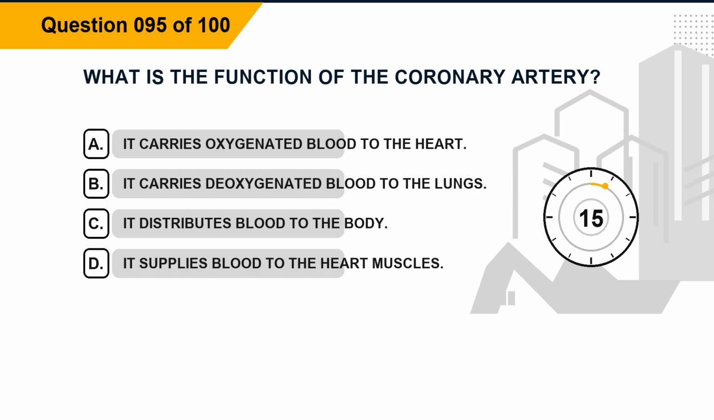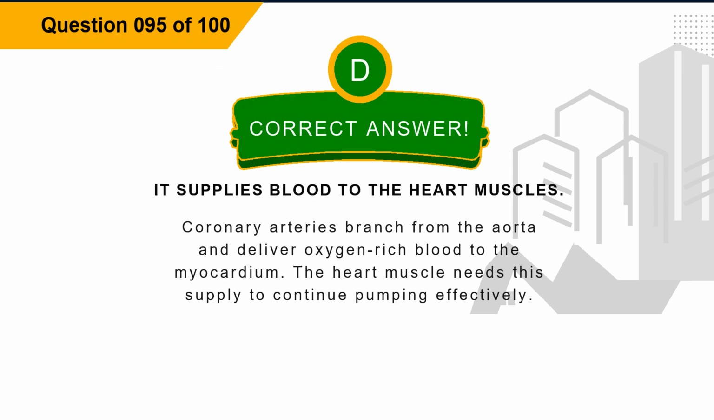Question 95. What is the function of the coronary artery? Option A, it carries oxygenated blood to the heart. Option B, it carries deoxygenated blood to the lungs. Option C, it distributes blood to the body. Option D, it supplies blood to the heart muscles. The correct answer is option D, it supplies blood to the heart muscles. Explanation: coronary arteries branch from the aorta and deliver oxygen-rich blood to the myocardium. The heart muscle needs this supply to continue pumping effectively.